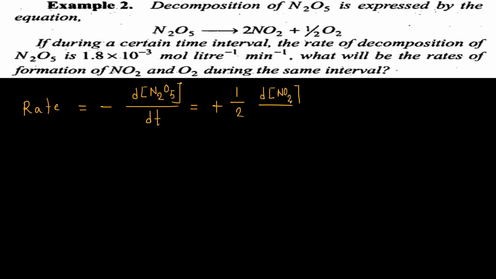The rate expression for this reaction will be negative sign d of N2O5 divided by dt is equal to plus 1 by 2 d of NO2 upon dt is equal to plus 1 by half dO2 upon dt.